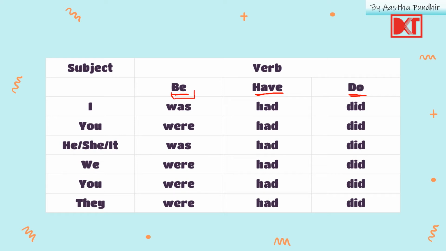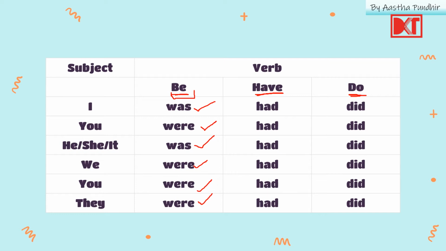So for be we say, we can form it as I was, you were, he, she, it was, we were, you were, they were. Alright, this is the past tense, simple past tense for the regular verbs that we're talking about.